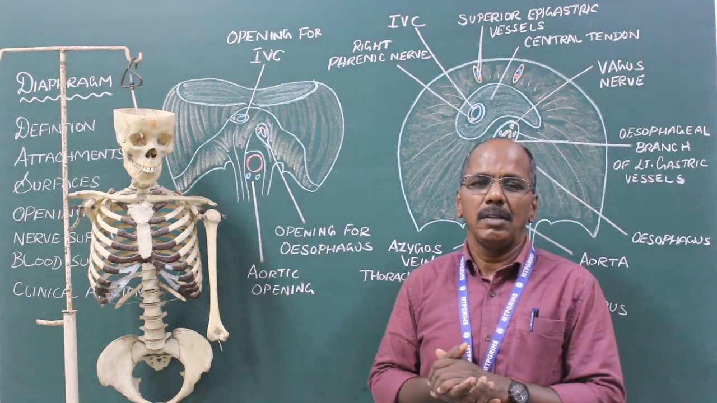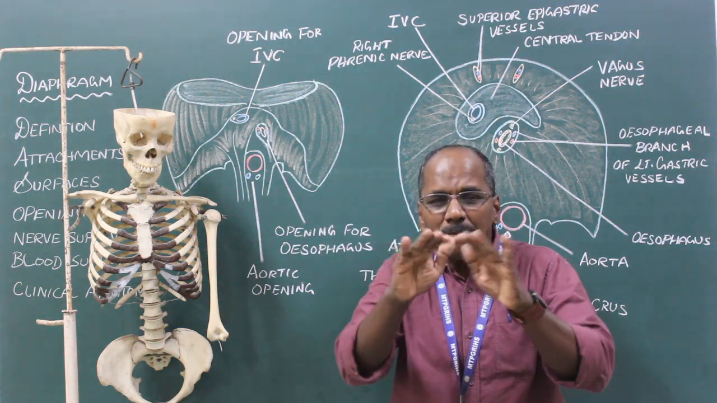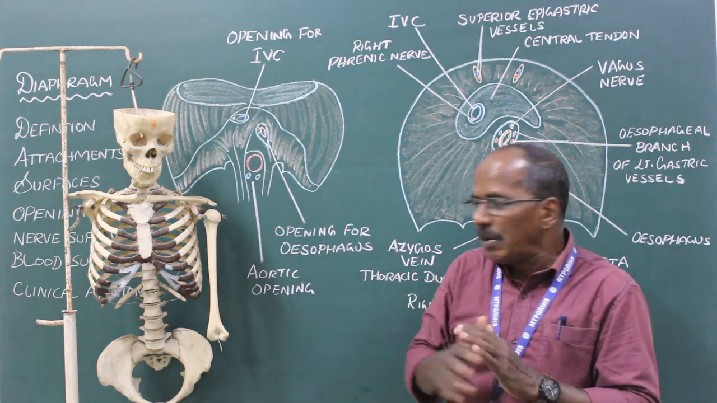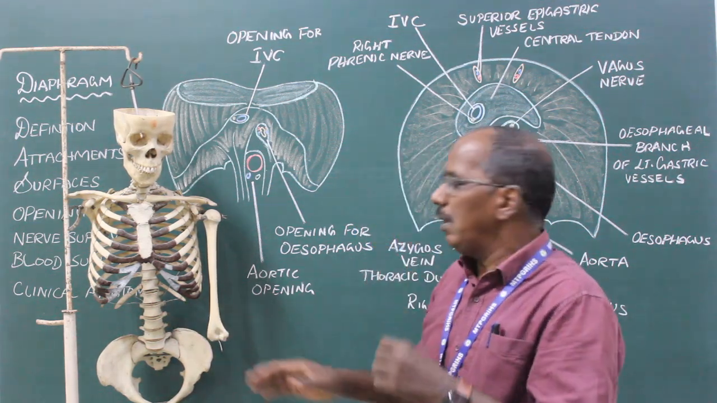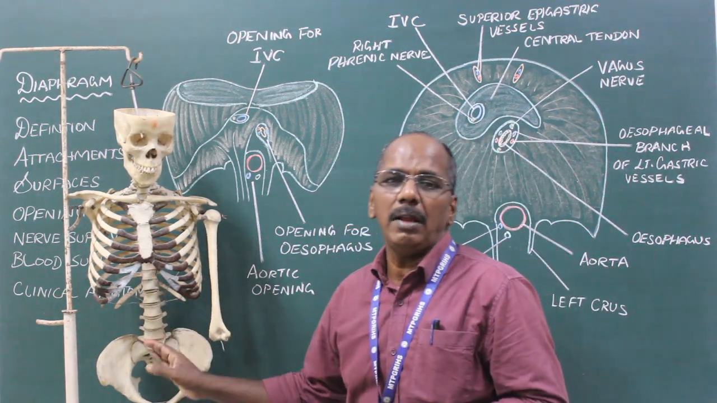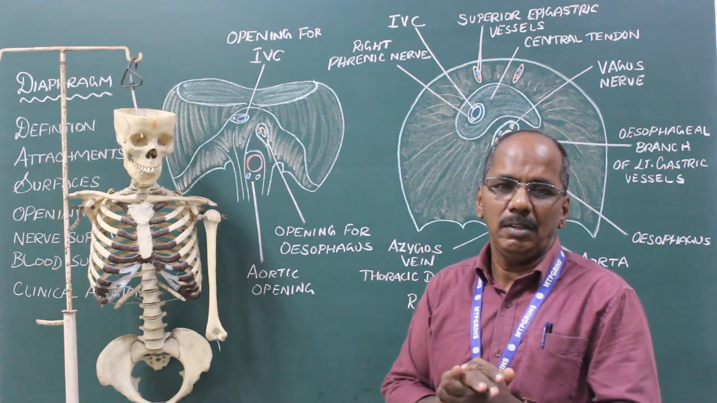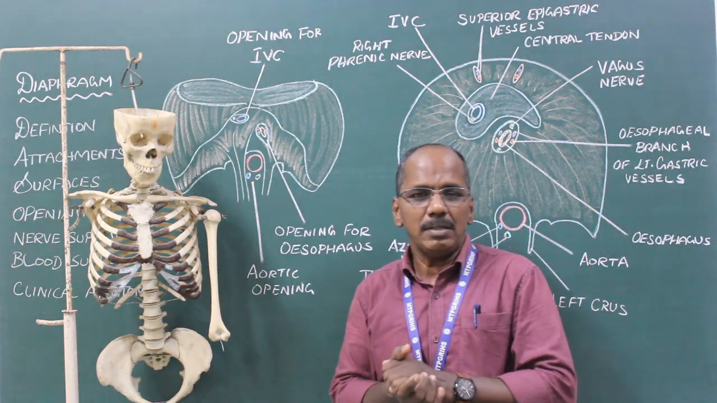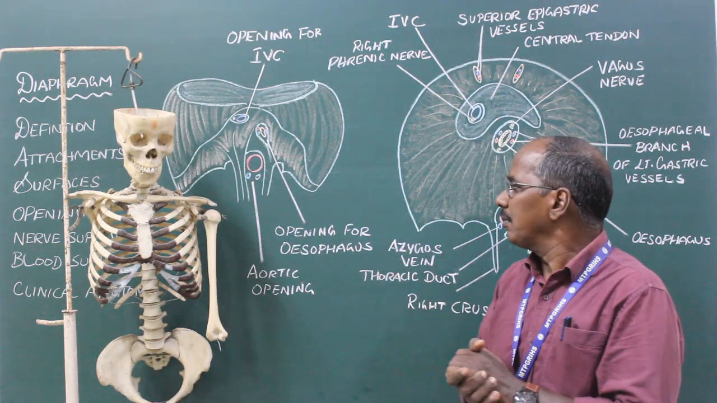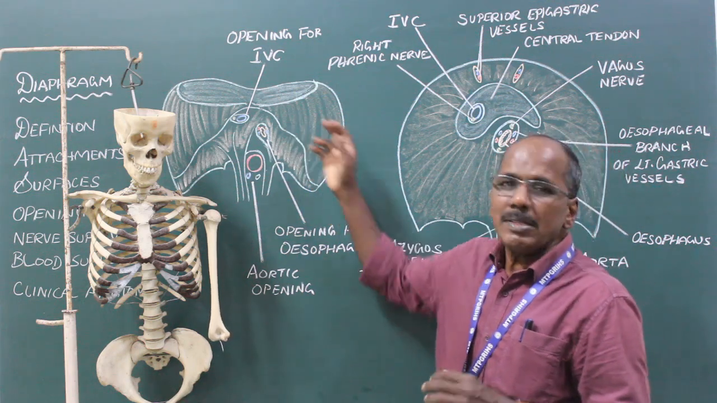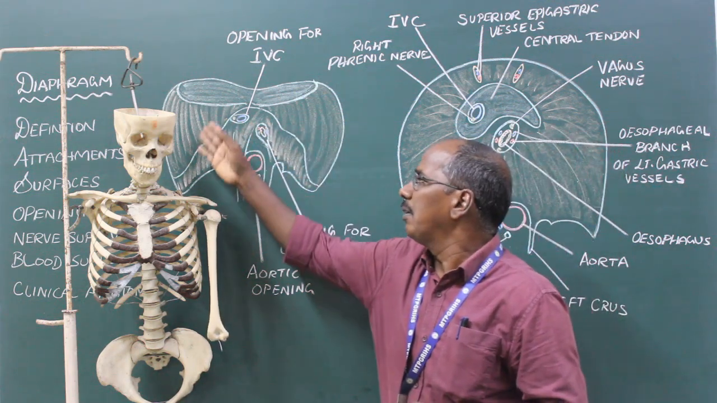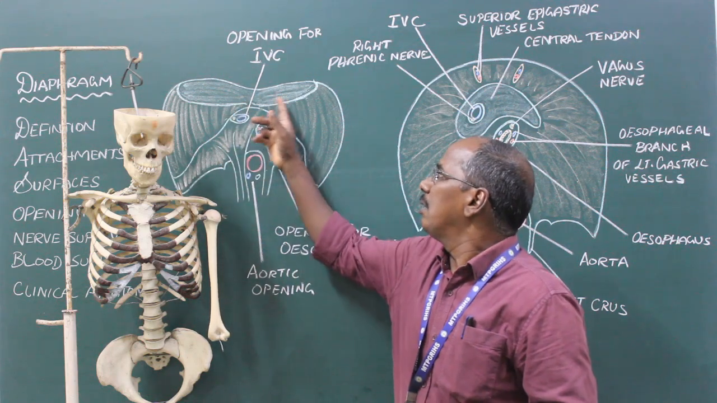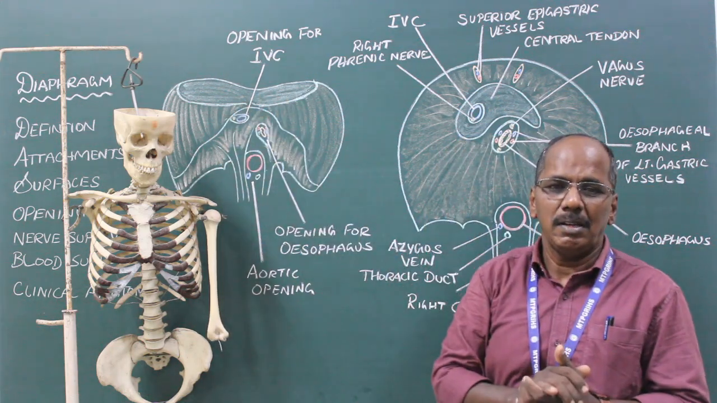Diaphragm. It is a dome-shaped musculo-aponeurotic partition which intervenes between the thoracic cavity and abdominal cavity. Attachments. It consists of a peripheral muscular part and a central fibrous part.